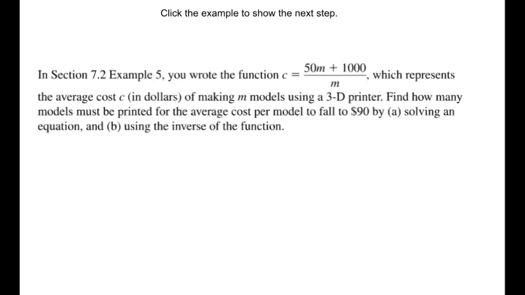So here let's look at one more example. So back in 7.2 we wrote this function c equals 50m plus 1000 divided by m, which represents the average cost in dollars of making models using a 3D printer. So I want to find out how many models must be printed for the average cost to fall to $90 by first solving the equation, then using the inverse of the function.